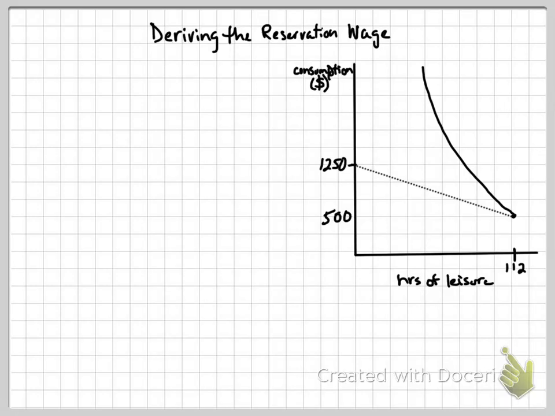We're going to derive the reservation wage. This will be for somebody, let's call Bob. Bob is in the situation where currently he's not working. He is enjoying 112 hours of leisure. He has some sort of unemployment benefits, perhaps of about $500.